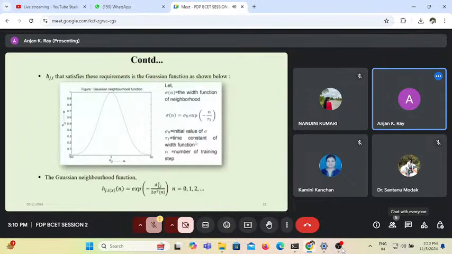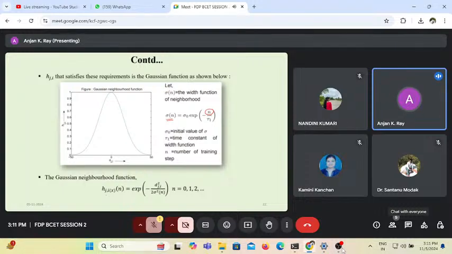So we understand that width is also decreasing as the sample increases. N is the number of training step or sample. So as n increases, this value will also decrease.